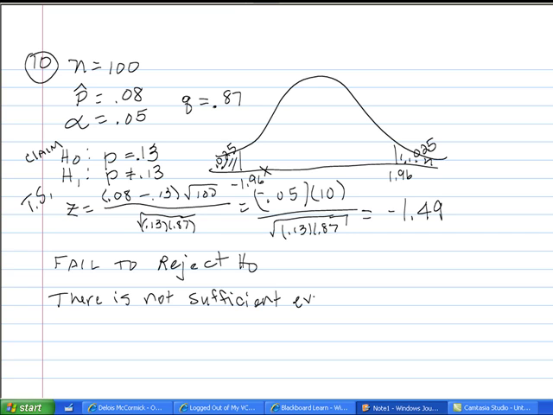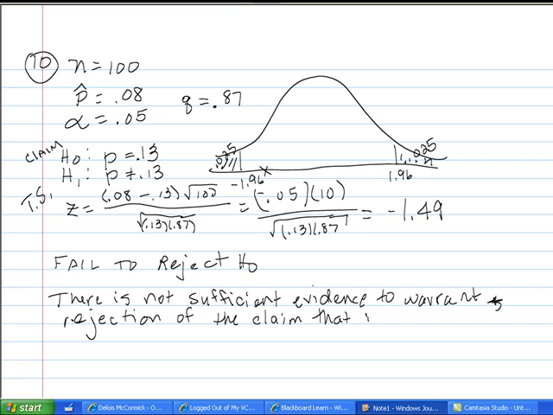Let me go over here. Rejection of the claim that 13% of M&Ms are brown. So as you can see, that took the whole table.